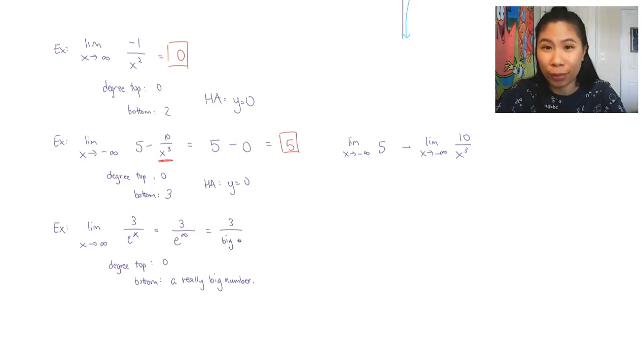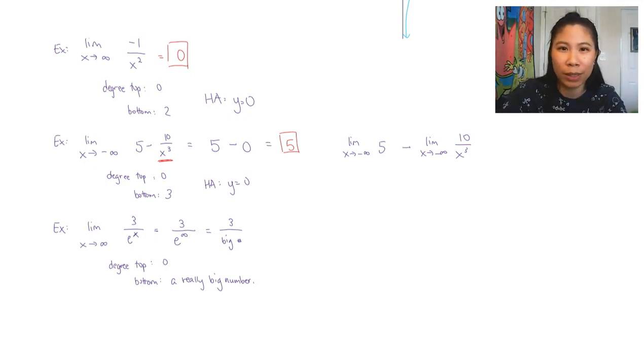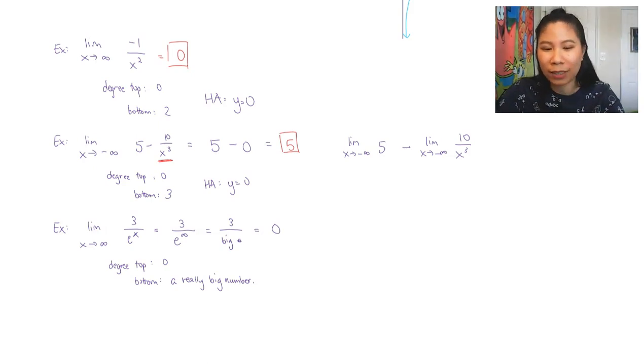So 3 over a huge number ends up being a fraction where the top number is really small and the bottom number is really big. If you have a really big denominator, like 3 over 100 million, that's a really, really small decimal, pretty close to 0. So it's like the case where the bottom has a much bigger degree, and you approach y equals 0 again.